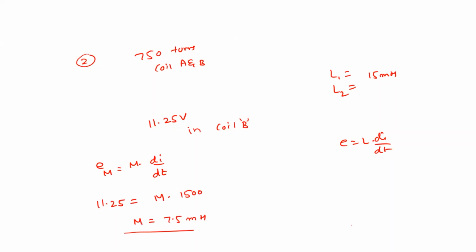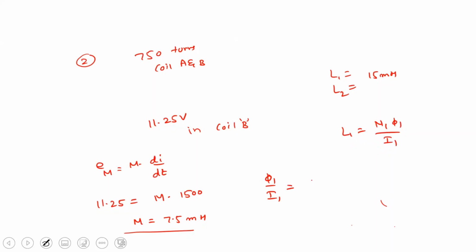Flux per ampere in coil 1, right? What is flux per ampere? So that is 5.1 by I1. Flux per ampere, we have a definition. So what is the original definition for L1? L1 equal to N1 5.1 by I1, right? So this 5.1 by I1 is L1 by N1.